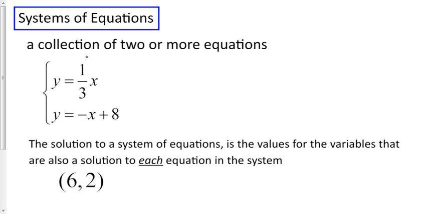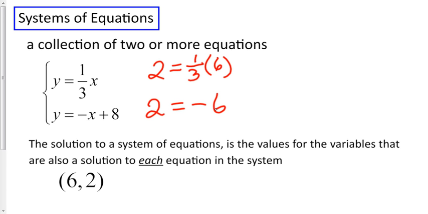So in this system right here, (6, 2) is a solution to both equations. You can see that here. If I substitute 6 for x, 1/3 times 6, I get 2, which is my y. This is true here. And if I substitute 6 and 2 for x and y in my second equation, is 2 equal to -6 plus 8? Yes. -6 plus 8 is 2. 2 equals 2. So both of these are true. So this point (6, 2) will be a solution to both of those equations. So it's a solution to the whole system.